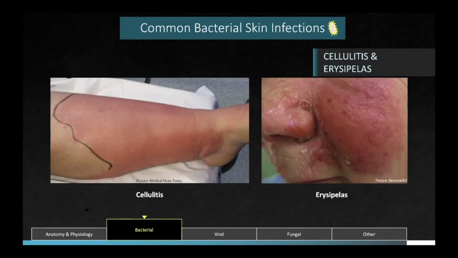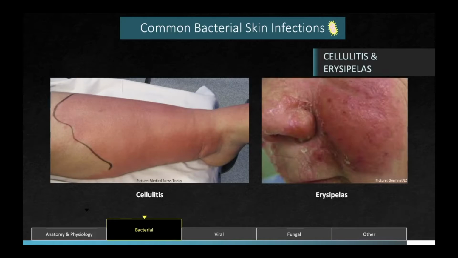Erysipelas can be thought of as a type of cellulitis, but one that typically involves more superficial levels of skin as well as the lymphatic system. Cellulitis can occur in most parts of the body. Common sites for erysipelas, however, tend to be the face and lower limbs.